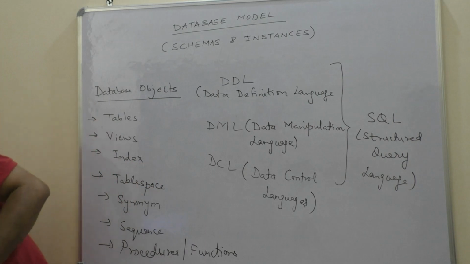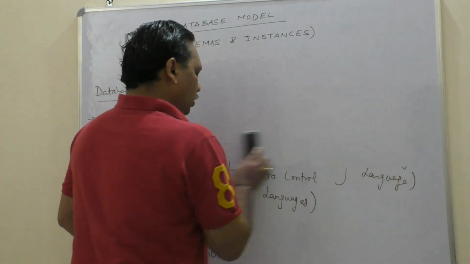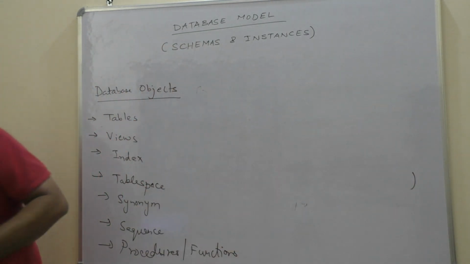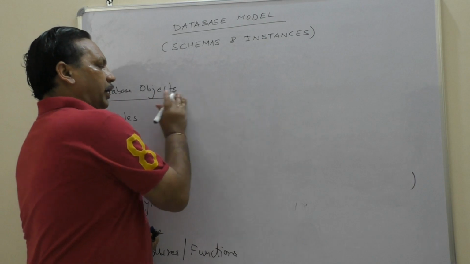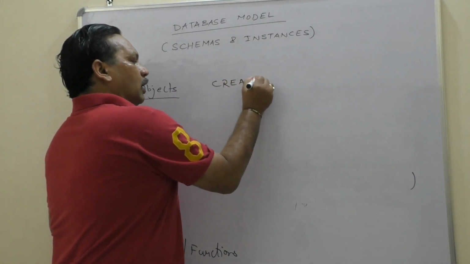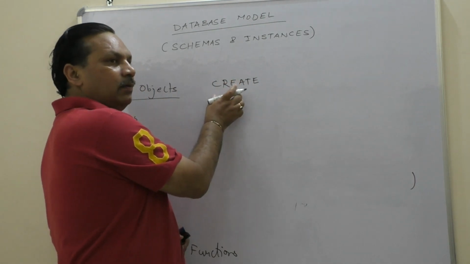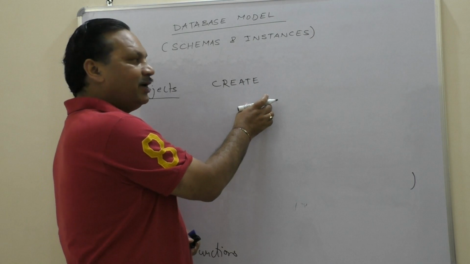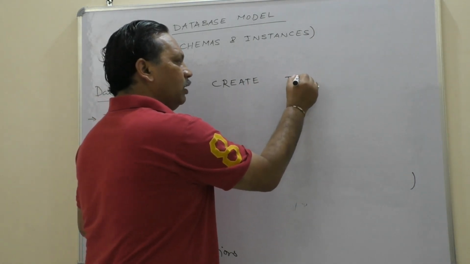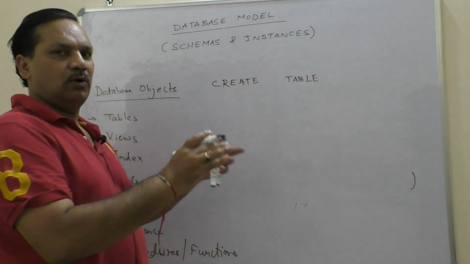Now what is the command used for creating a table? The very simplest command which is used is create. Create is a DDL command, a data definition language command. So how do we create? Create table is the syntax. It is not necessary to write the name in capitals. You can write in small letters also.